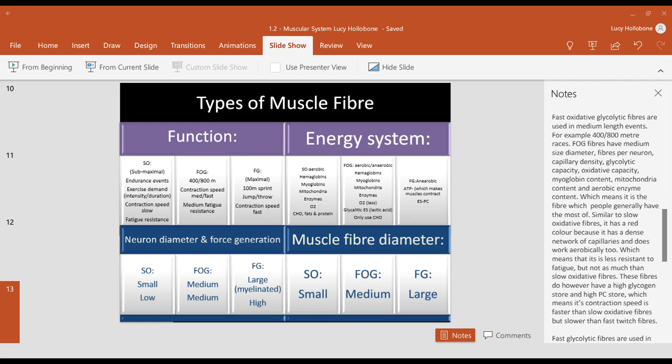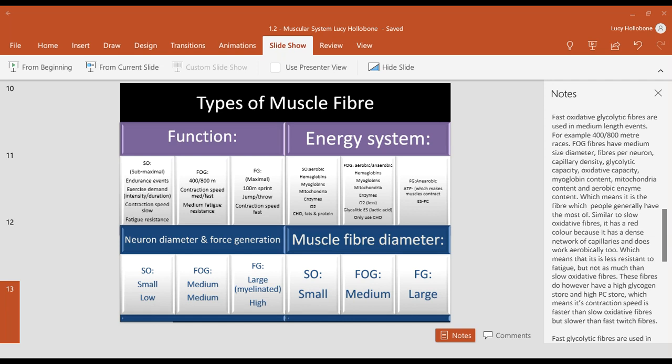Fast oxidative glycolytic fibers are used in medium length events, for example, 400 to 800 meter races. FOG fibers have medium sized diameter, fiber per neuron, capillary density, glycolytic capacity, oxidative capacity, myoglobin content, mitochondria content, and aerobic enzyme content, which means it is the fiber which people generally have the most of.